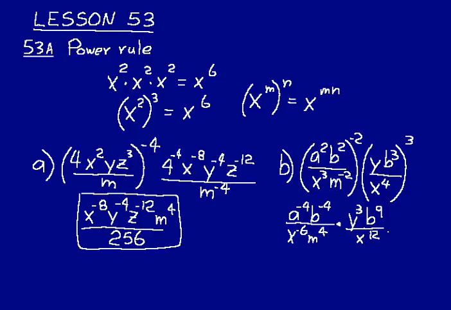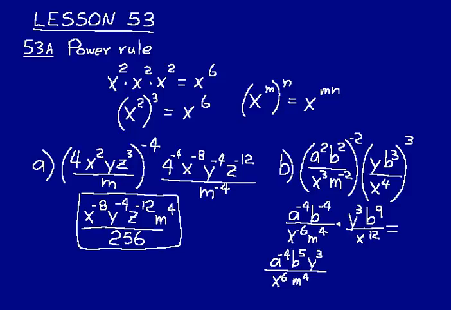Now let's go ahead and simplify this, and we'll end up with a to the negative 4, and then b to the 5th and then we'll also have y cubed. So that's our numerator. The denominator, we have x to the minus 6 times x to the 12. That'll be x to the positive 6 times m to the positive 4.